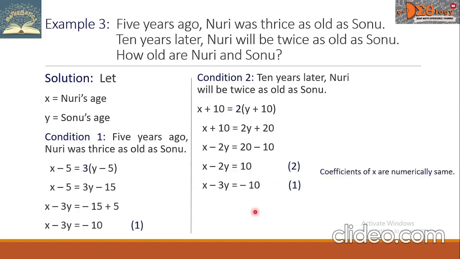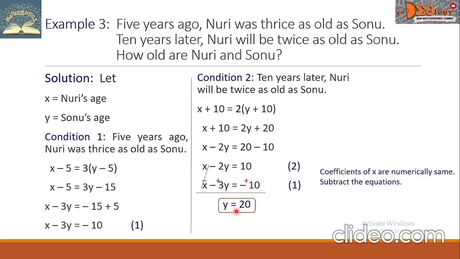Now we can see that coefficients of x are numerically the same. We can subtract the equations. In doing so, we need to change the sign of the terms of the second equation. x becomes negative, negative 3y becomes positive, negative 10 becomes positive. Then we add. x plus negative x will cancel out. Negative 2y plus 3y is y. 10 plus 10 is 20. So this is the value of y.